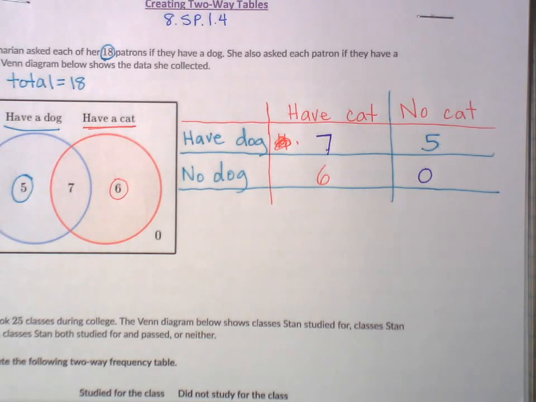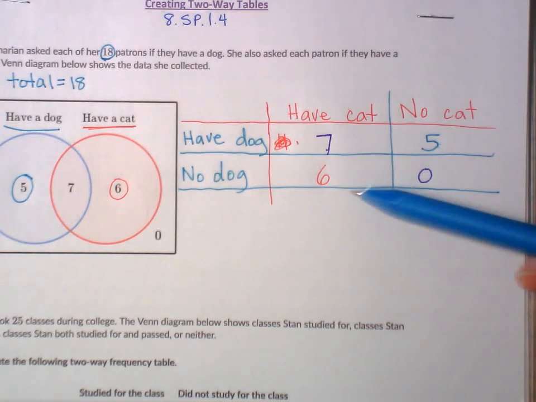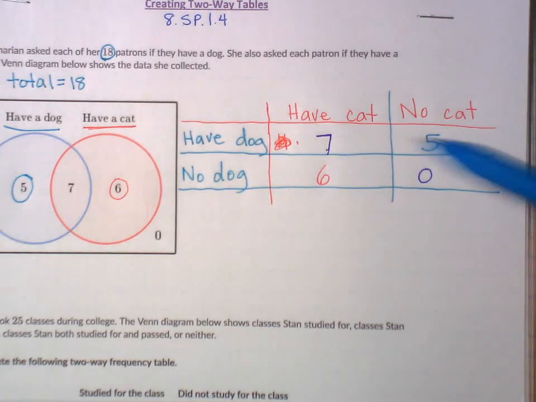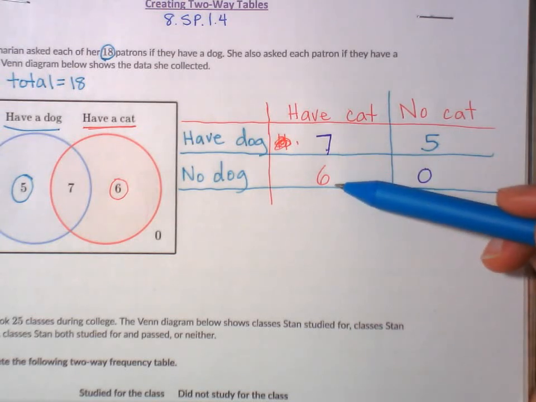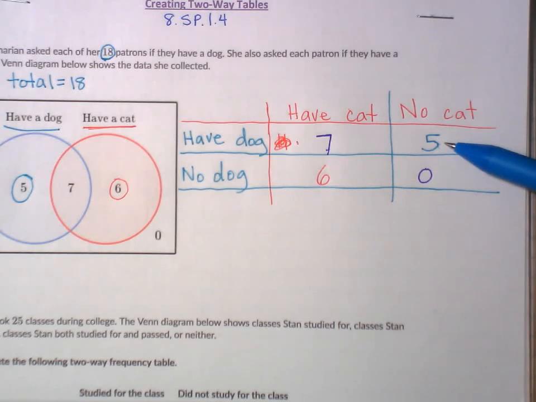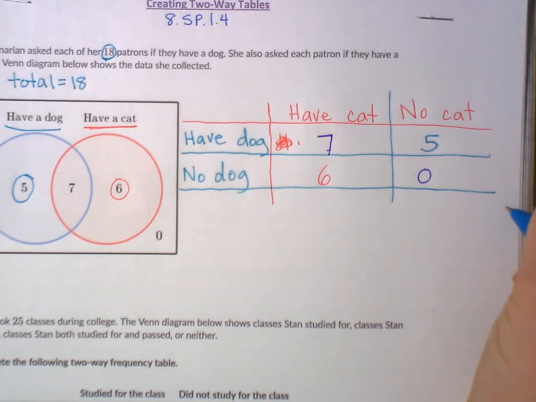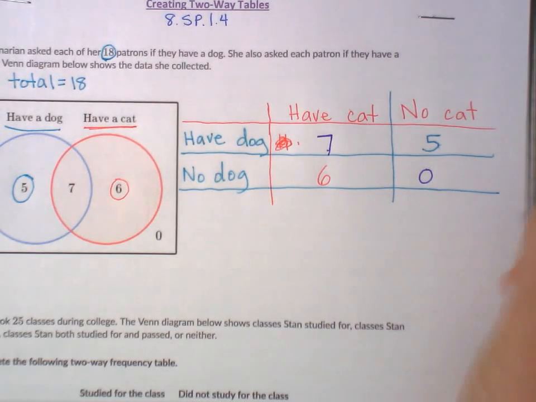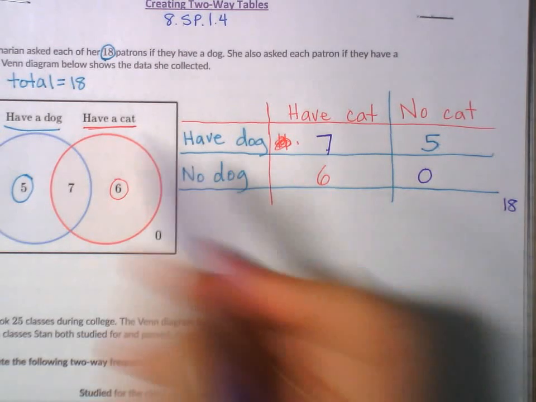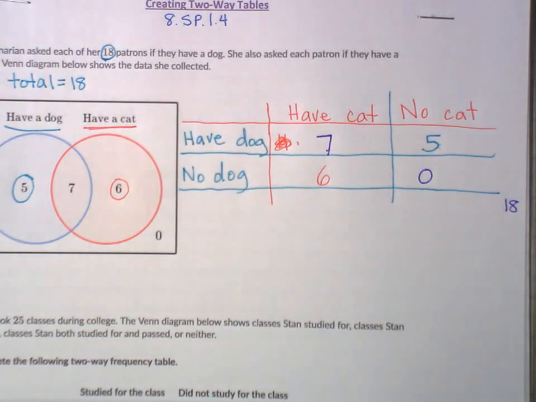So let's look at these numbers: 7, 6, 5, and 0. Let's add those up. 7 plus 6 is 13. Plus 5 more, 18. Plus 0 is 18. Total, we have 18 people surveyed. And that's exactly what they told us.